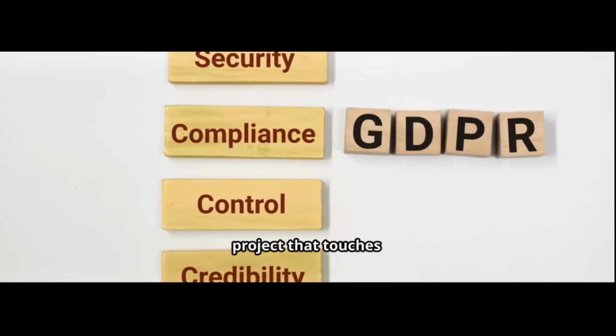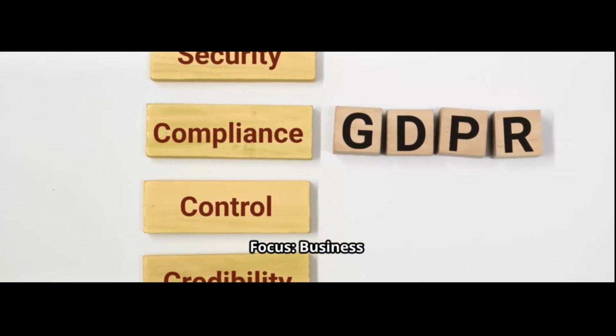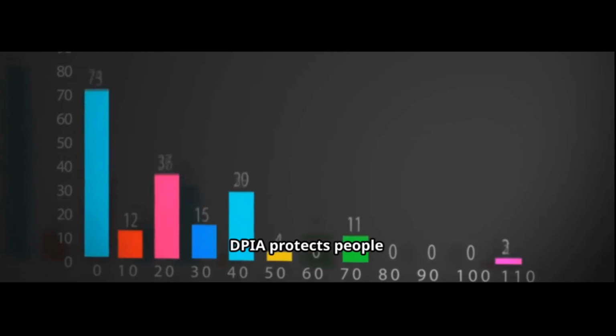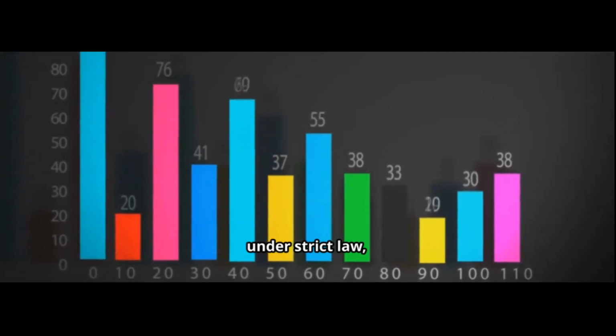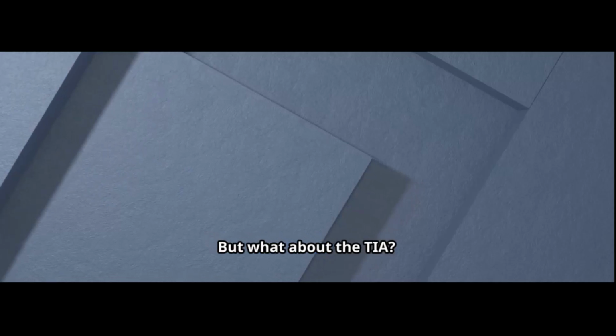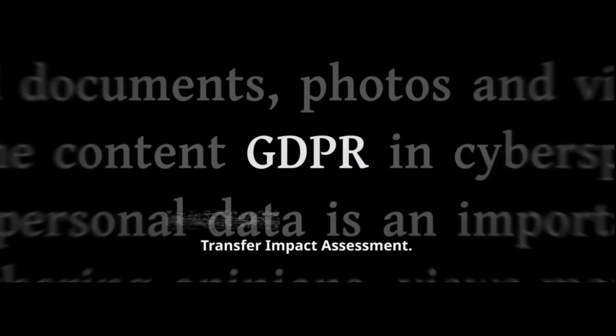Trigger, any project that touches personal data. Focus, business plus user trust. So now you see, DPIA protects people under strict law, PIA protects organizations more broadly. But what about the TIA? That's where things get even trickier. TIA stands for Transfer Impact Assessment.